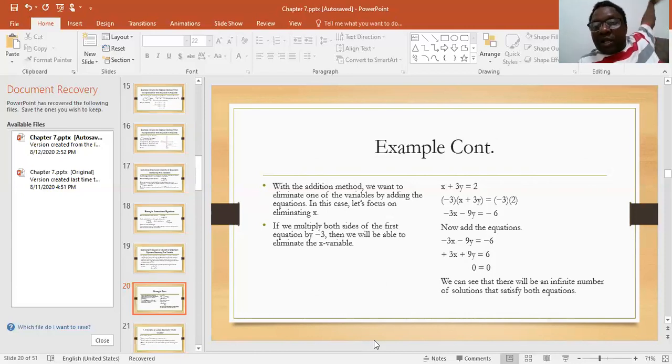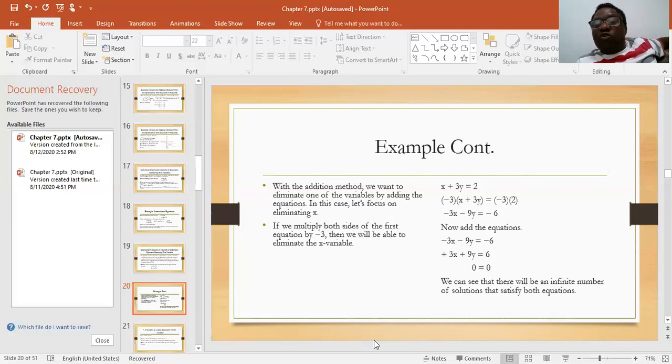Or in doing the natural elimination, we multiply the second equation by minus 3. Multiplying the first equation by minus 3, we will have minus 3x minus 9y equals minus 6. So adding both equations gives us 0 equals 0.